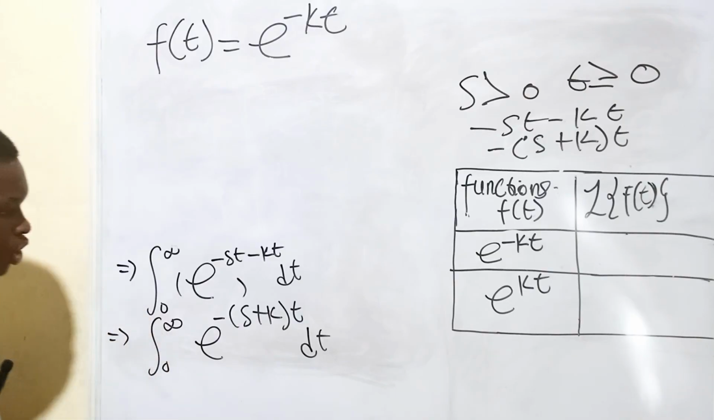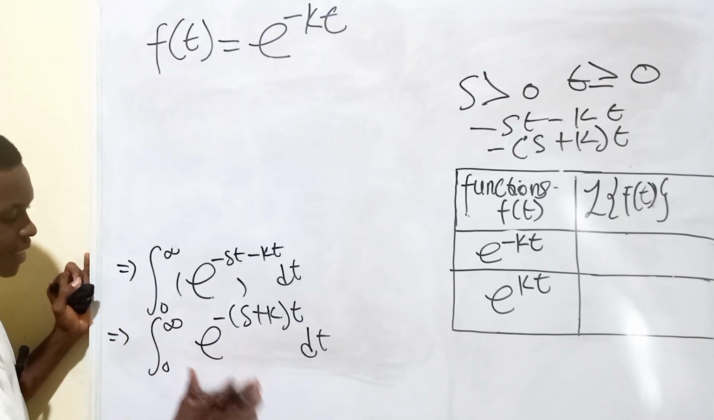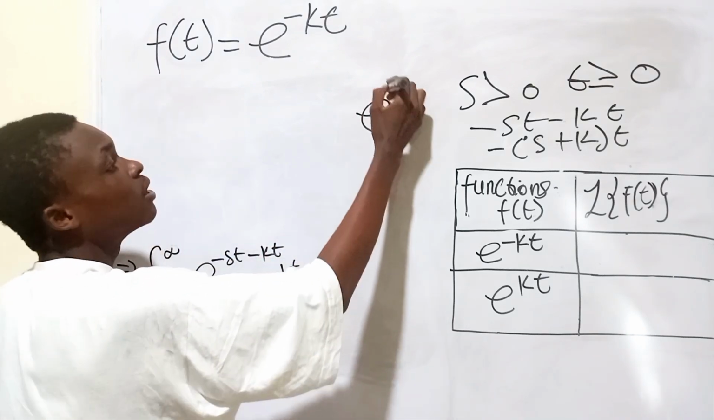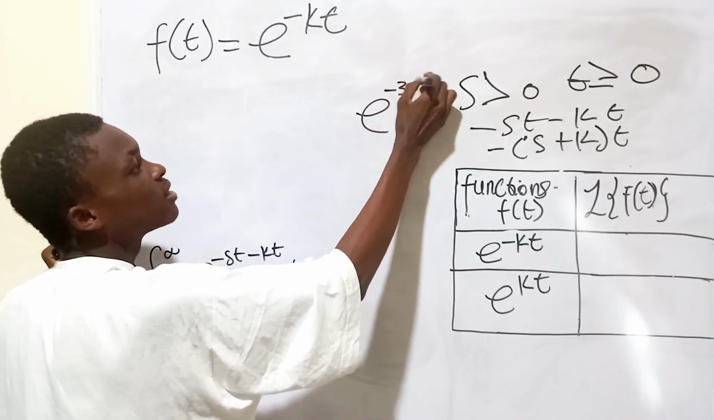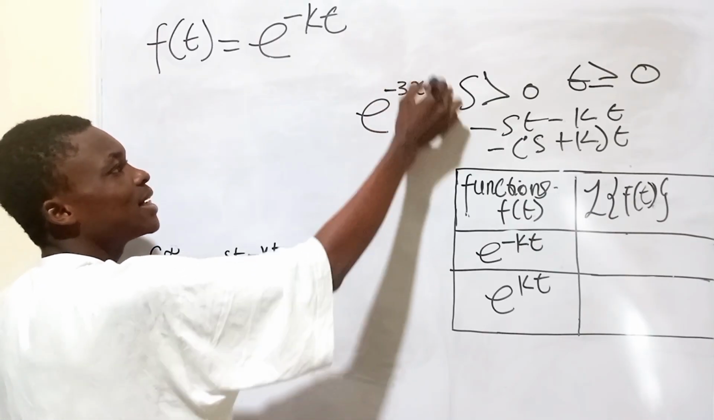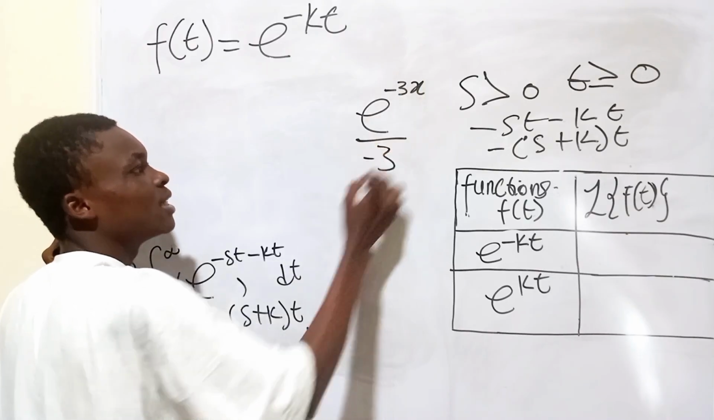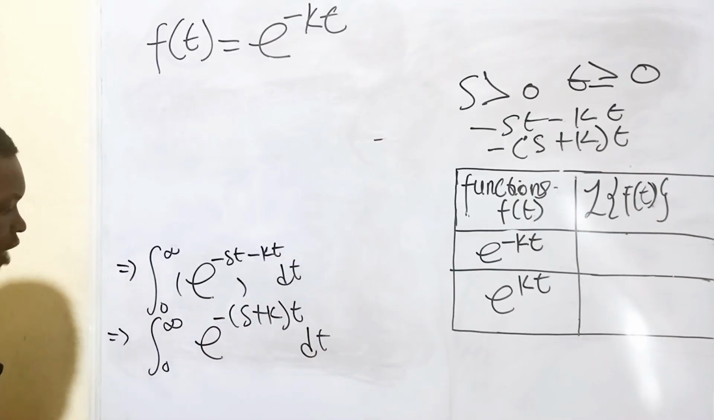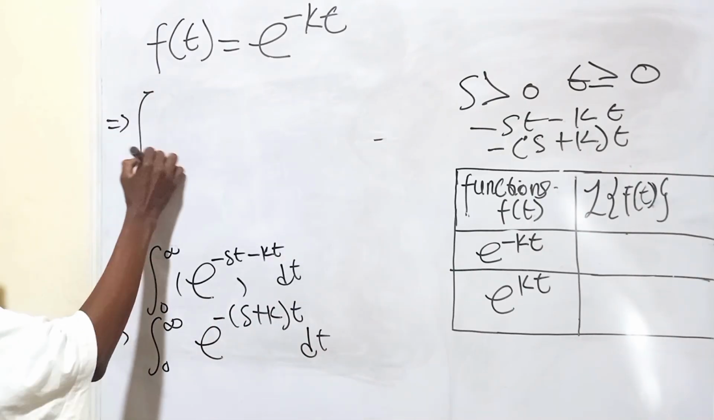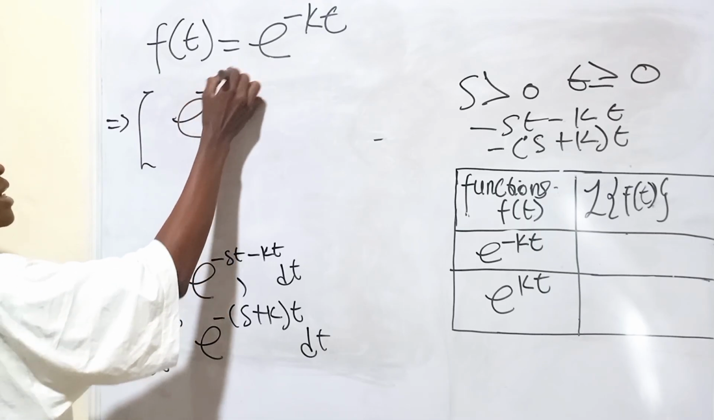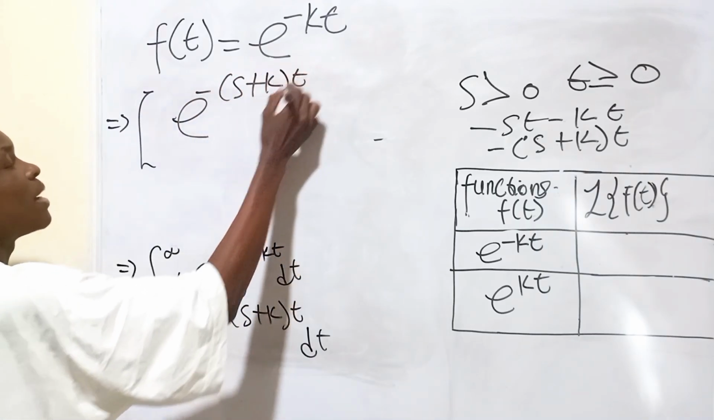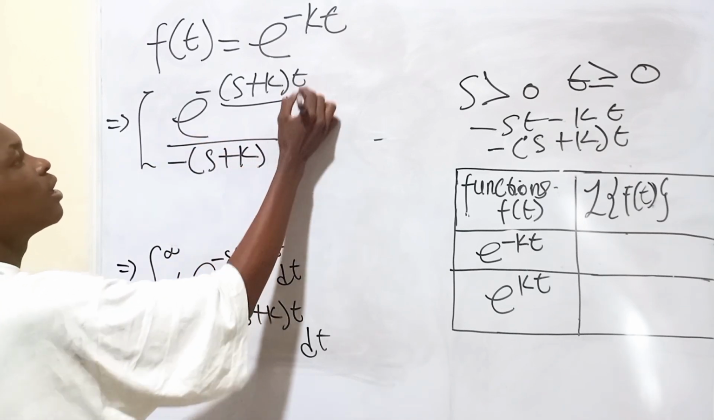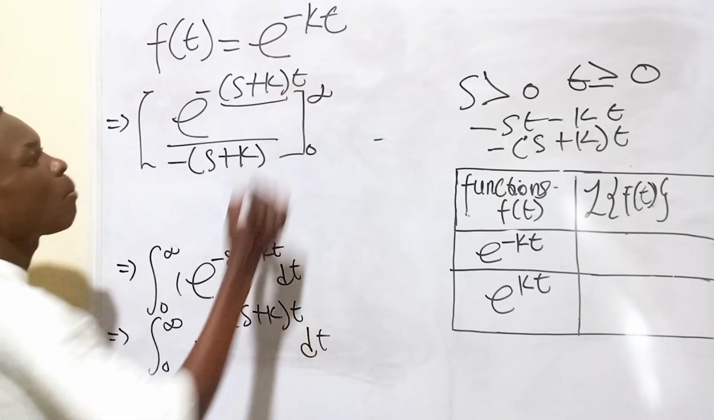Alright, so it's time to integrate. From normal integration, if we have exponential raised to the power of negative 3x, we integrate this, then divide by negative 3. So to integrate this now, we have exponential negative s plus k multiplied by t, then divide by negative s plus k. Then you put your lower boundary and the upper boundary.